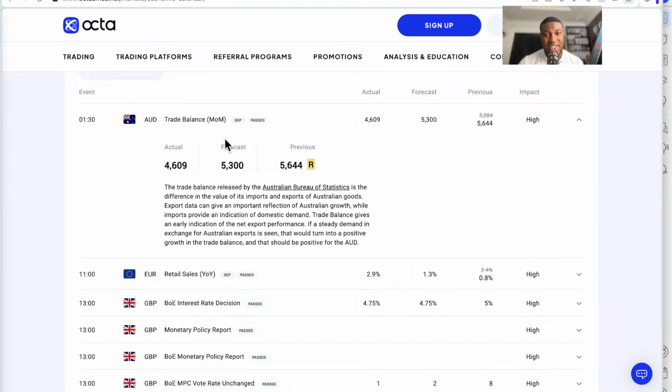Now, a less or worse than expected trade balance, which is obviously what we have here, as you can see, we had previous at 5.644, forecast 5.3 billion, and then actual 4.6 billion, right? This actually is less than the forecast and the previous, which is a less than expected trade balance, and this can lead to a weaker Australian dollar. It's a deficit. It weakens the Australian dollar because Australia is spending more on imports and often in foreign currencies.